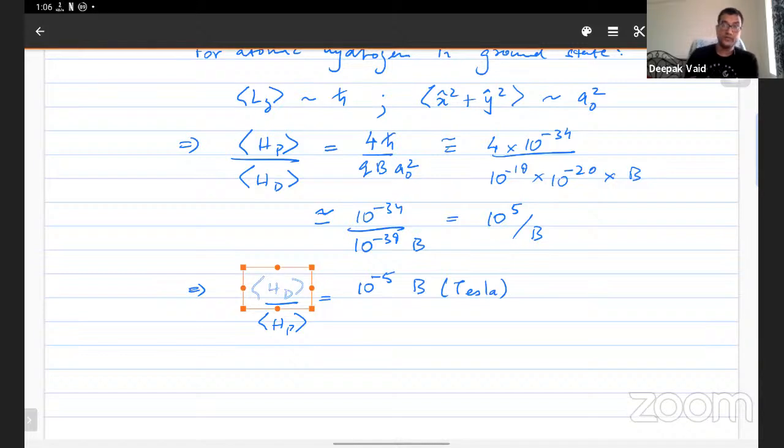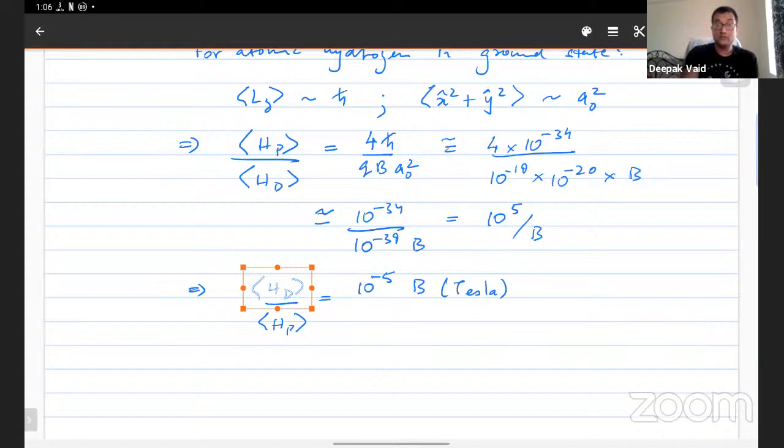But you could ask what happens for free electrons, right? So for free electrons, the angular momentum eigenvalue is 0, if you take them to be free streaming, in which case the diamagnetic term is going to be more important. Okay.